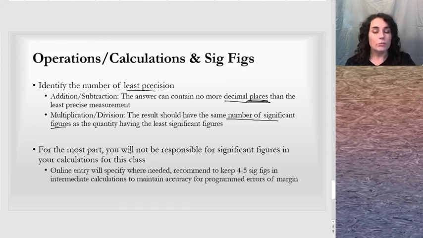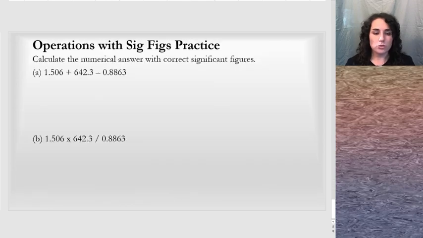For the most part, I'm not too worried about significant figures in general. I'm not going to assess specifically on them. It will do well for you for online homework, where online entry will typically specify how many decimal places to enter. And I recommend keeping 3 to 4 sig figs in intermediate calculations so that you can maintain your accuracy within the margin of error in the online entry homeworks. Okay, so let's do a few examples here, and that'll close us up.